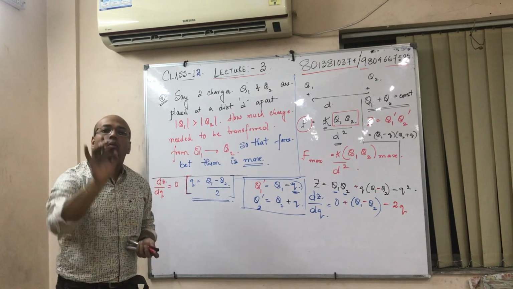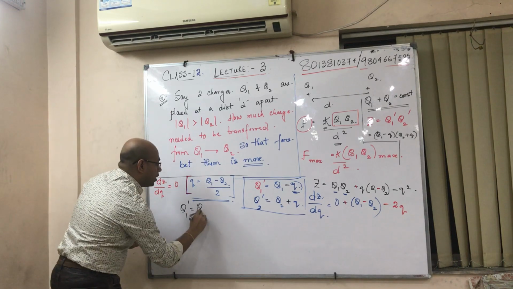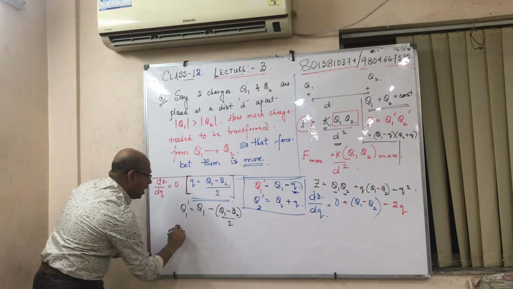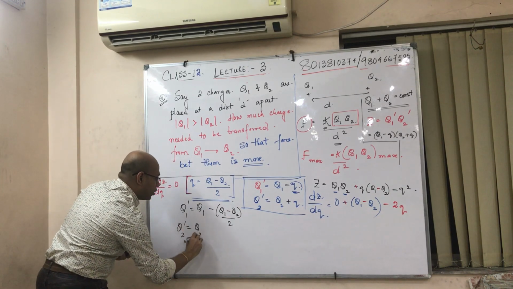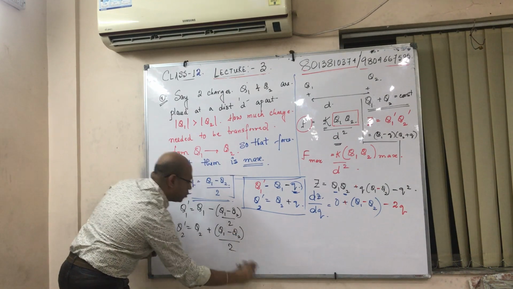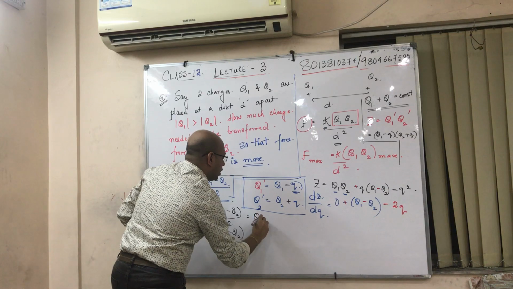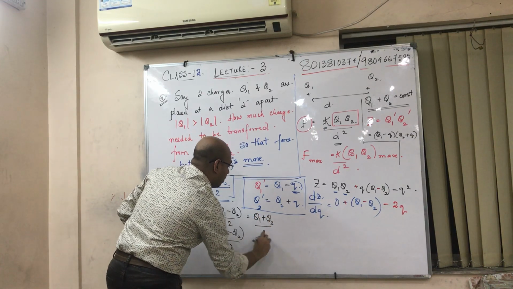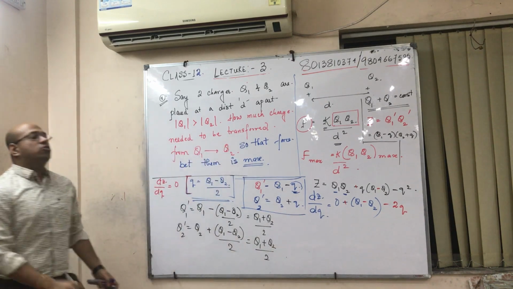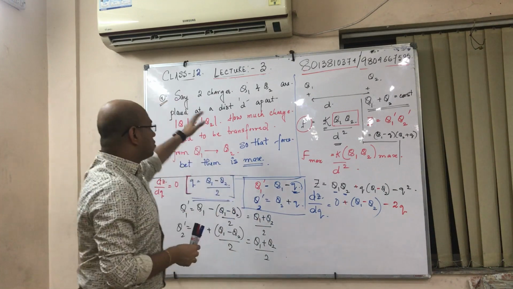So check what happens. Now Q1 dash will be equal to Q1 minus Q1 minus Q2 by 2, and Q2 dash will be Q2 plus Q1 minus Q2 by 2. If you solve this, it will come out to be Q1 plus Q2 by 2 and Q1 plus Q2 by 2. Sir, in practice, we need not do the whole scenario.